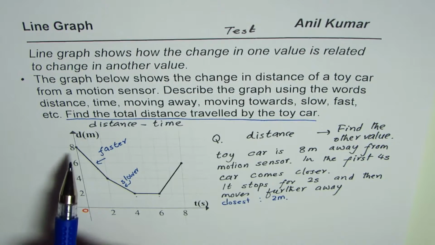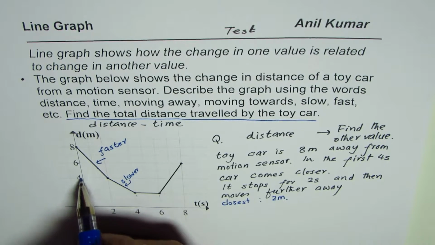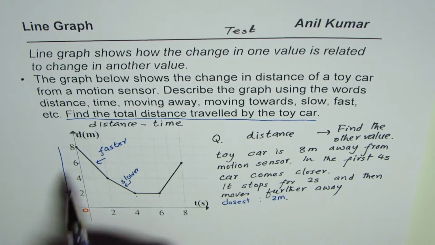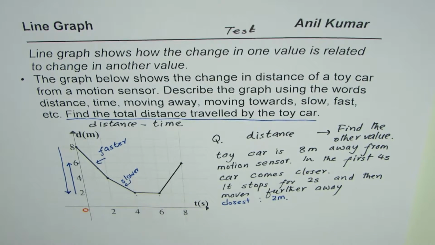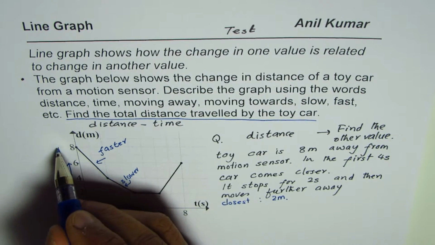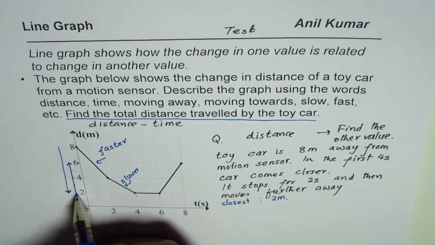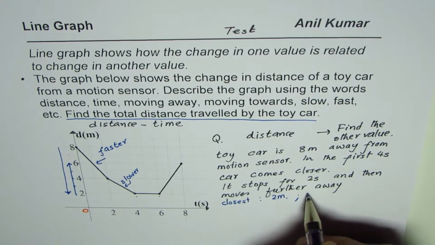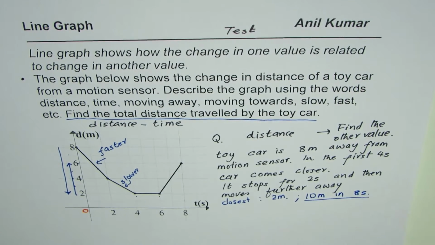As we can see, it comes from 8 to 2. That means distance is 2, 4, 6 meters. So it comes towards the sensor 6 meters and then moves up to 4. Do you see that? So that much is the distance traveled by the toy car. So it comes 1, 2, 3, 4, 5, 6 and then goes away 7, 8, 9, 10. So it travels 10 meters in 8 seconds. So that is the next part.